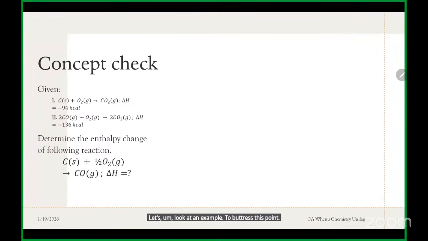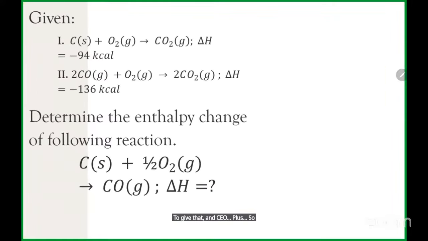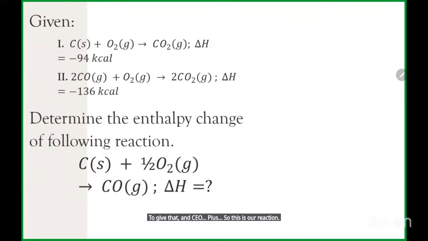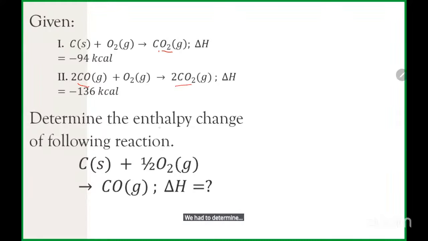So we're given C plus O2 to give CO2, and CO plus, so this is our reaction. Combustion of carbon to carbon dioxide, and then combustion of carbon monoxide to carbon dioxide. We are to determine the enthalpy change for this reaction.